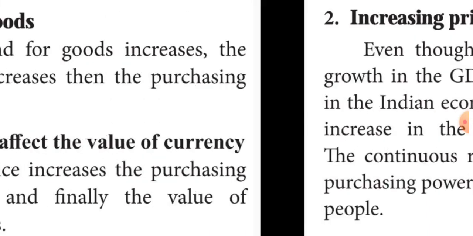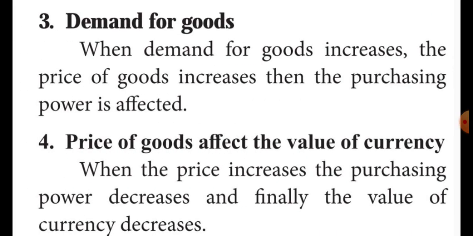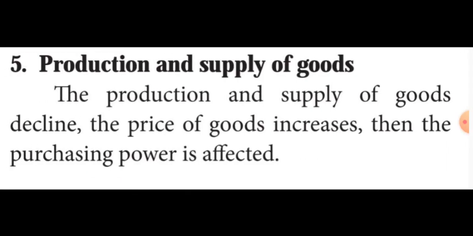Okay, students. Then the fifth factor is production and supply of goods. That means production decline means supply of goods also will decline. Low production means supply also will reduce. The supply decrease means price of goods will increase. It also affects the purchasing power.